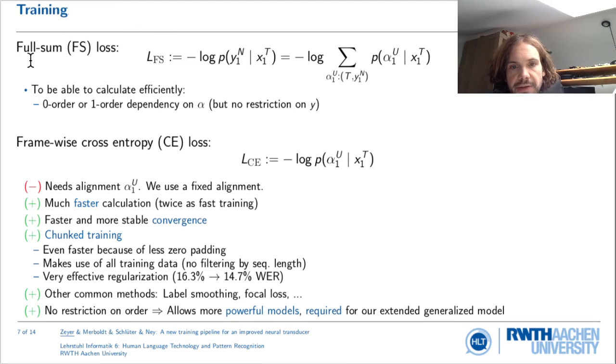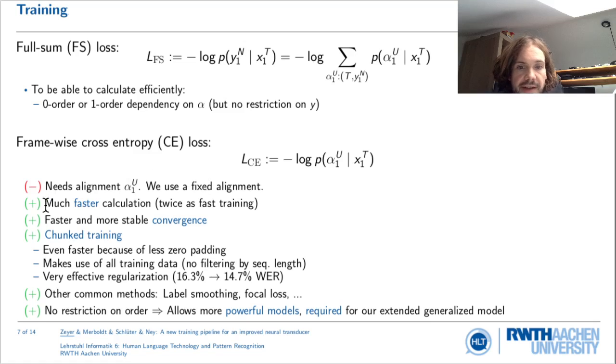So to come to the training, the full sum loss, the standard loss for RNNT, is like that. You have the full sum over all possible alignments. Important to note here is that to be able to calculate this efficiently, you need to have a zero order or first order dependency on the alpha history, but no restriction on the y history. This is the case for RNNT. It has a zero order dependency on alpha, but full history on the y. And frame-wise cross-entropy loss is simpler, but the disadvantage is you need to have some alignment. We will come to where you get it from.